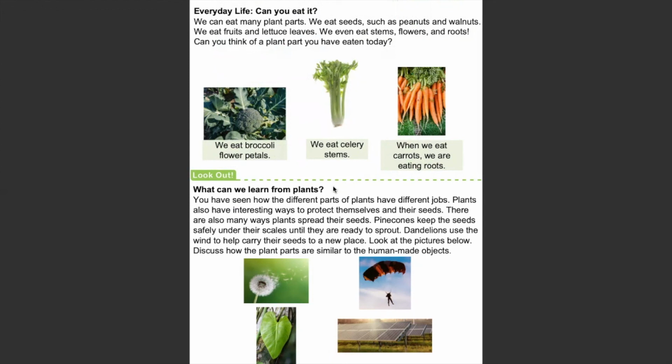What can we learn from plants? You have seen how the different parts of plants have different jobs. Plants also have interesting ways to protect themselves and their seeds. There are also many ways plants spread their seeds. Pine cones keep the seeds safely under their scales until they are ready to sprout. Dandelions use the wind to help carry their seeds to a new place. Look at the pictures below. Discuss how the plant parts are similar to the human made objects.